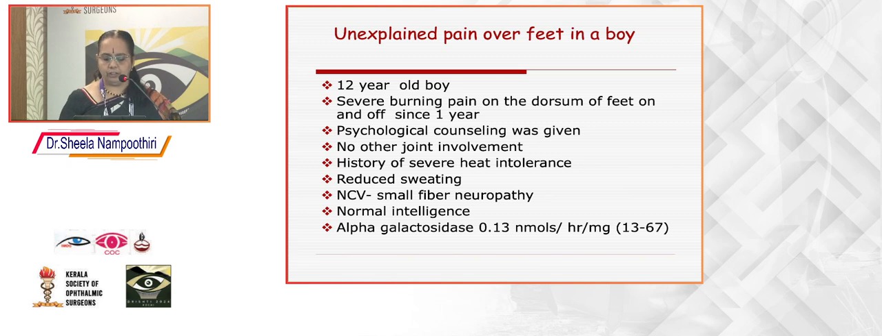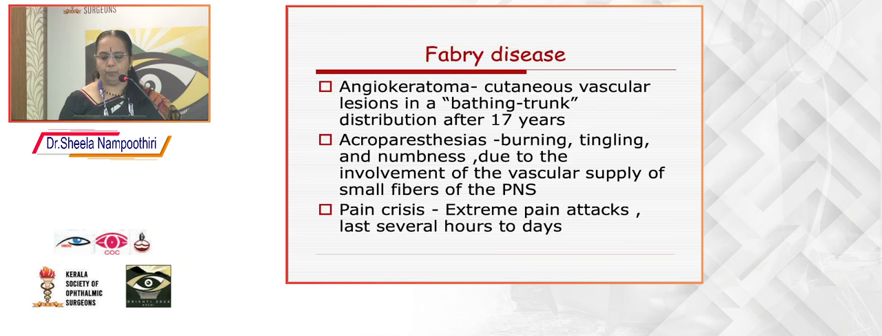He did not have any joint involvement, and he also had very severe sweating deficiency, and he was not interested in exercise or any other thing. He also had a small fiber neuropathy when he was evaluated in neurology and was referred to a department. With all these features, the possibility of Fabry's disease was considered, his alpha galactosidase was sent, and it was very, very low. So in these patients, they present with angiokeratoma.